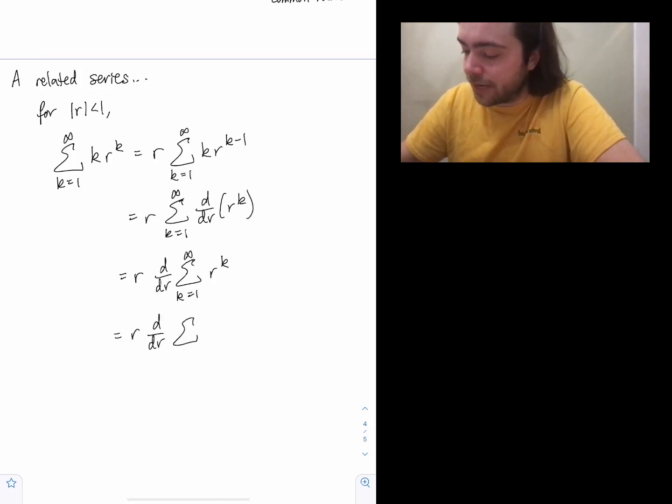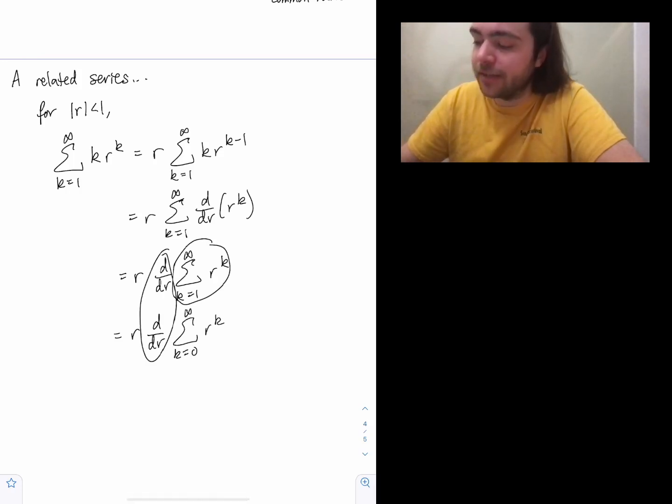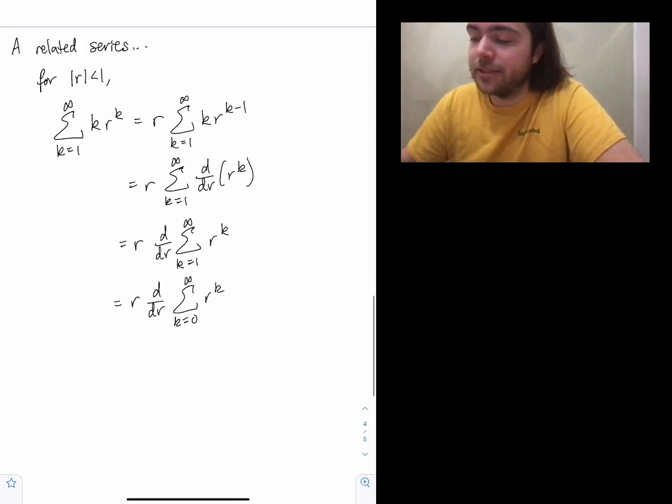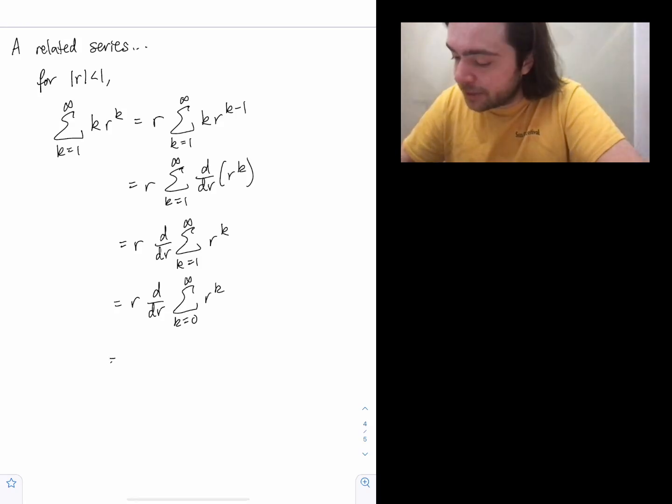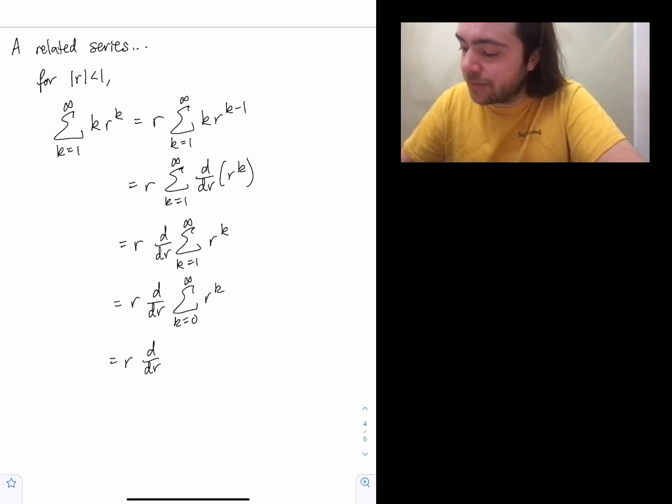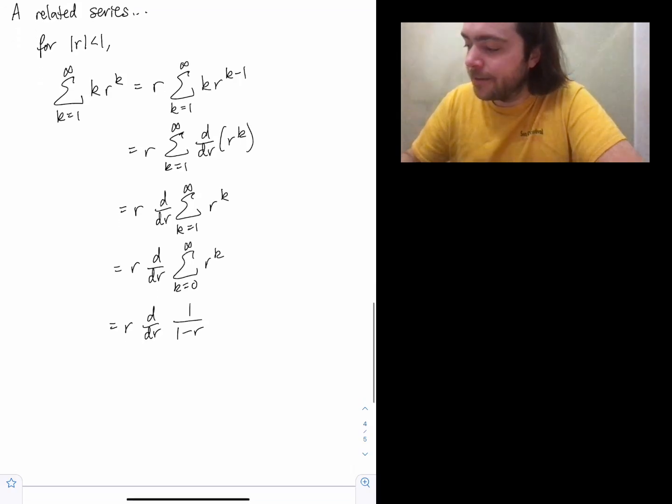So these two are actually the same, because all I've done is add 1 to this expression, but I'm differentiating. When I differentiate 1, I still end up with 0, so that's totally fine. And now that's our geometric series. So this is just r times the derivative. What was this? It's the first term over 1 minus the common ratio. The first term is r to the 0. That's 1 over 1 minus r.